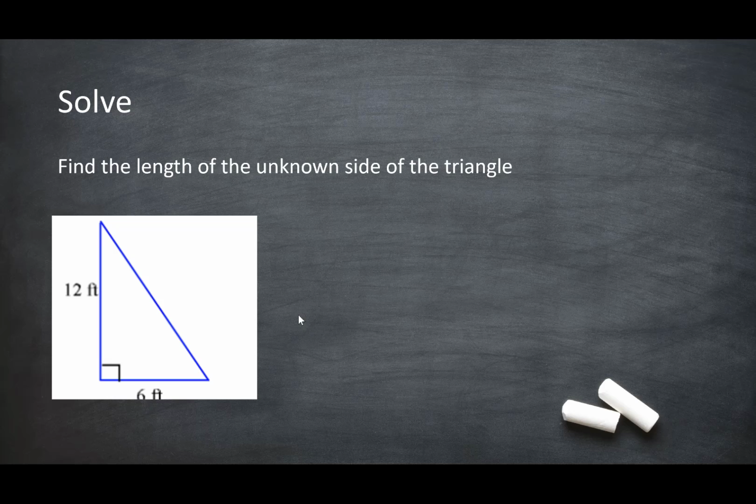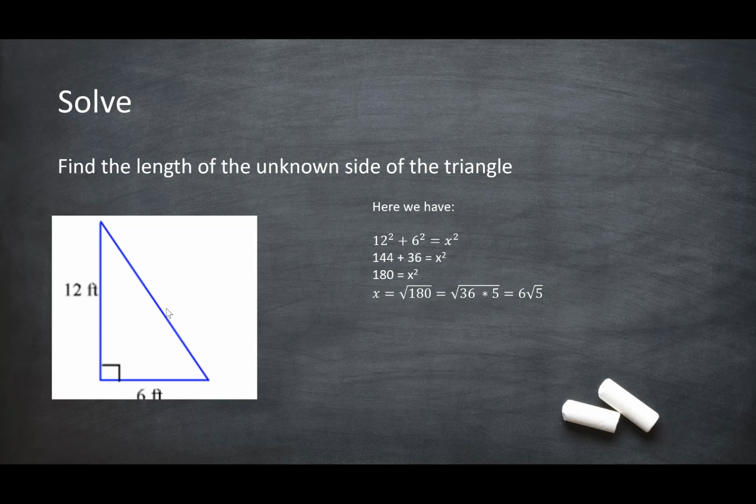So here I have to find the length of the unknown side. So on the left side here we have a 12-foot. Down here on the bottom we have a 6-foot. And across from the right angle we have our hypotenuse. So we know that 12 squared plus 6 squared has to equal, just call it x squared.